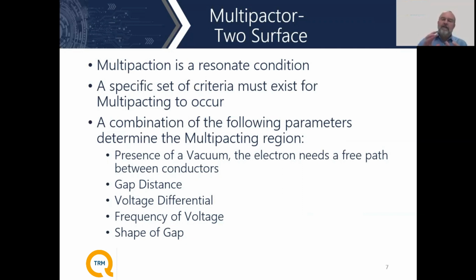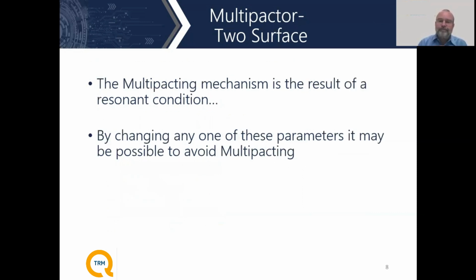And again, the frequency of the voltage has to reverse exactly when that electron hits the other side. So the time that it takes to get across there and the time that it takes for that field to reverse all have to align themselves so that this condition can happen. And like I said, the result of that is that it is a resonant condition.